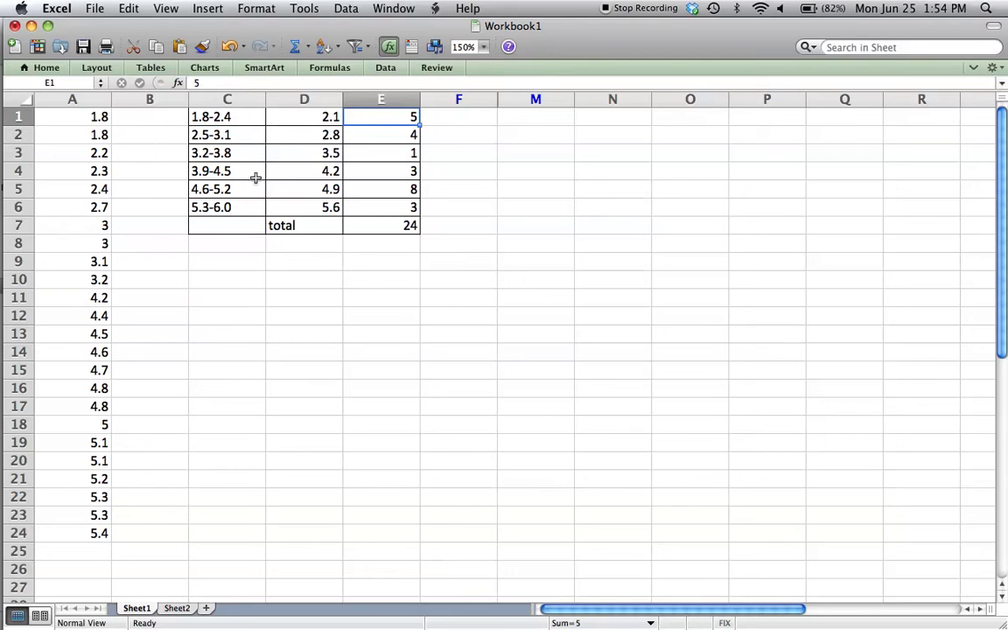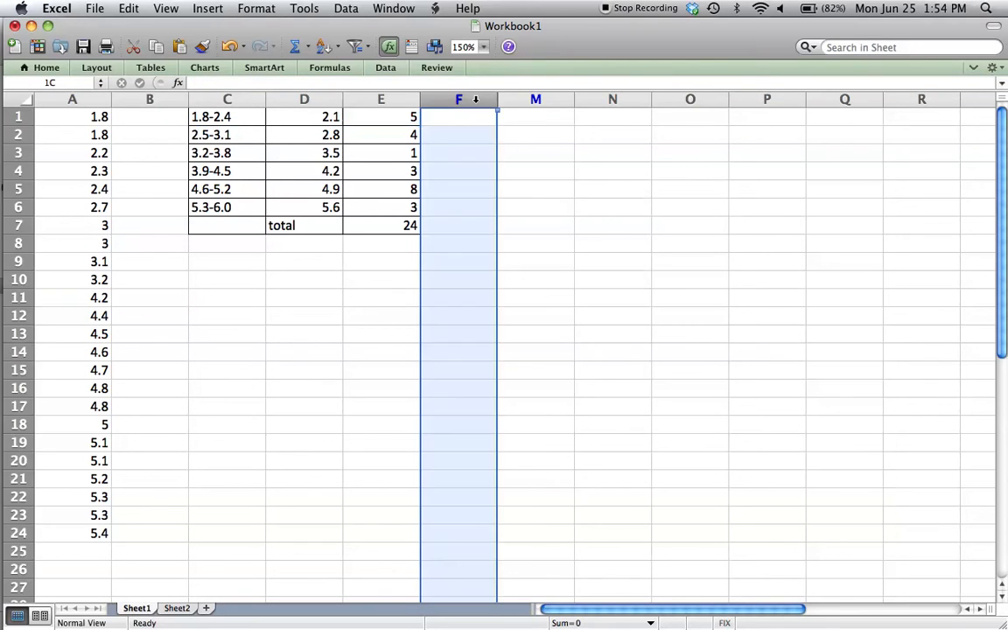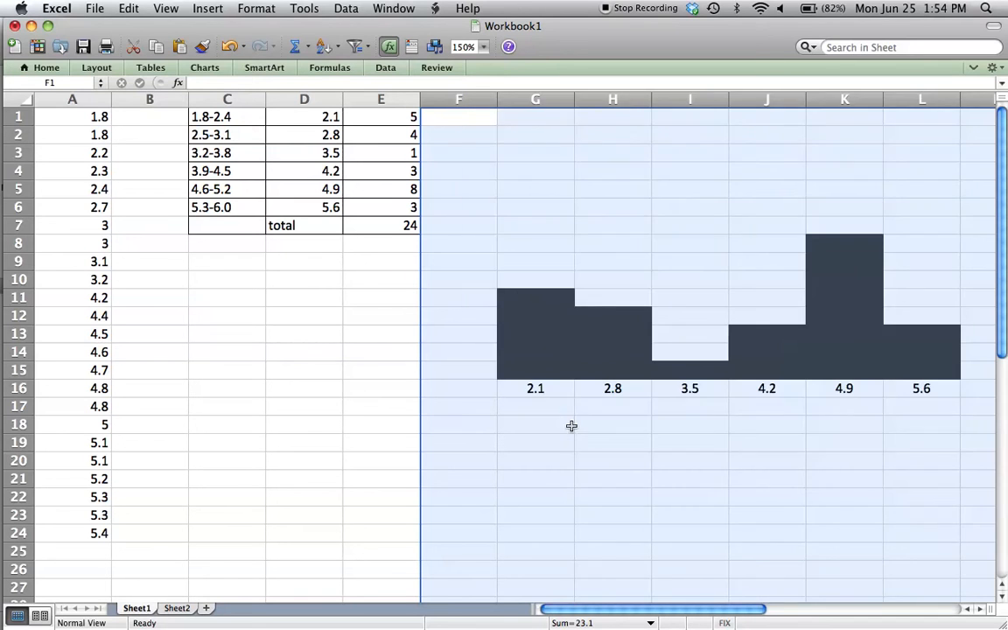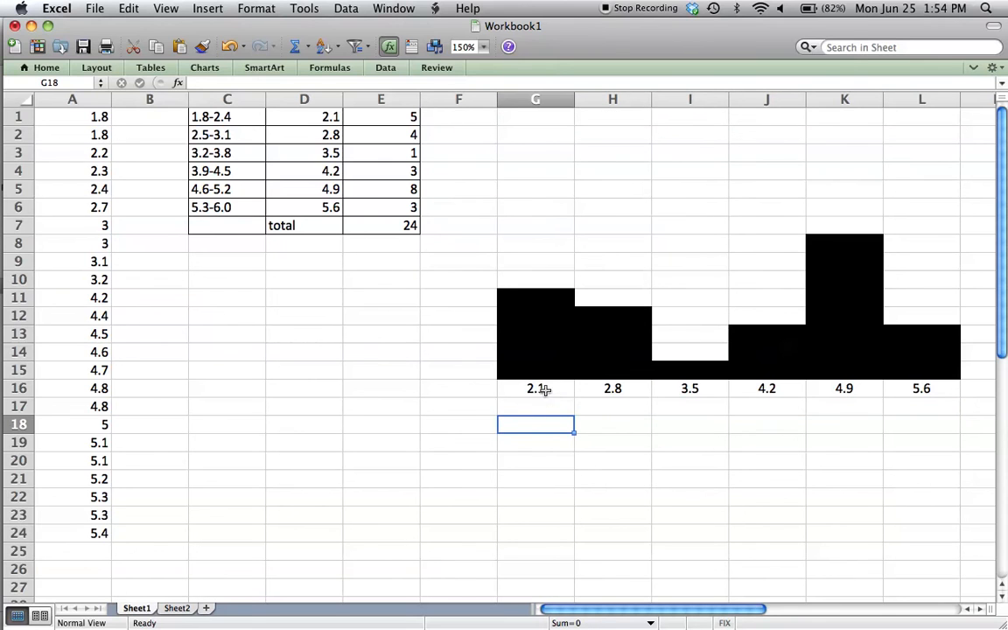And the next thing is, what does this look like? Well, let's have a look at that, and let's draw a simple column graph, and there it is. So a column graph in the category 2.1, which we know represents 1.8 to 2.4, there are 5 babies: 1, 2, 3, 4, 5. And then in the column from 2.5 to 3.1, represented by the number 2.8, there are, how many have we got?